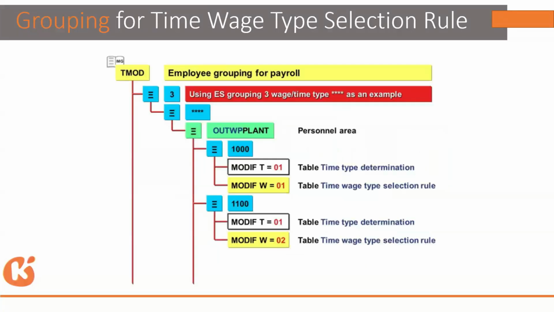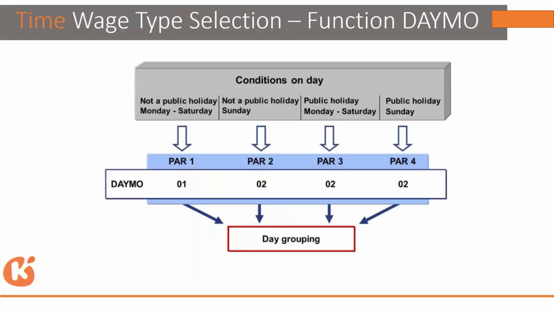Then here you can see TMOD, and how those calculations are happening, how you will select the wage type, how you'll select the employee subgroup grouping, plant-wise, personnel subarea-wise, employee group, employee subgroup-wise, or work schedule rule-wise. How do you want those calculations to happen? All these details we're going to see in the regular session. Then here you can see time wage type selection. There is a function known as DEMO, and in that DEMO you have parameter one, parameter two, parameter three, and parameter four.